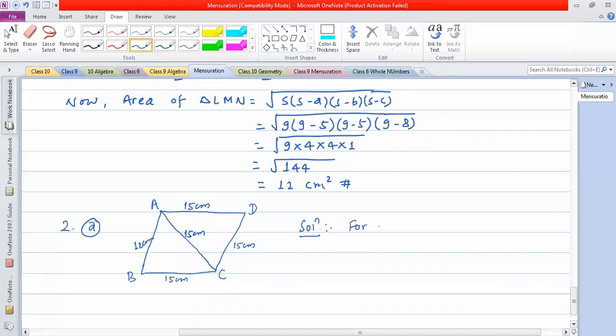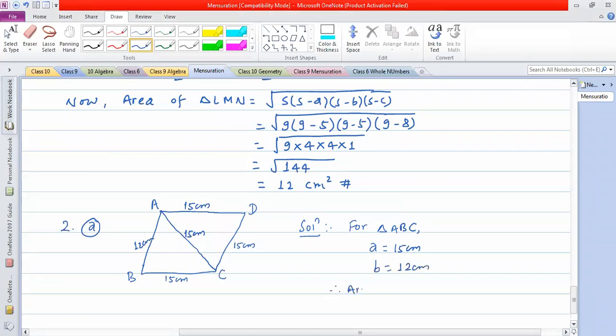Solution for triangle ABC. Okay, for triangle ABC, A equal to 15 centimeter. You can use any formula. If the terms equilateral and isosceles don't come to mind, you can use a scalene triangle, no problem. Okay, you have choices. So I'm going to use the formula of isosceles triangle. As triangle ABC is an isosceles triangle where A equal to 15 and B equal to 12 centimeter.